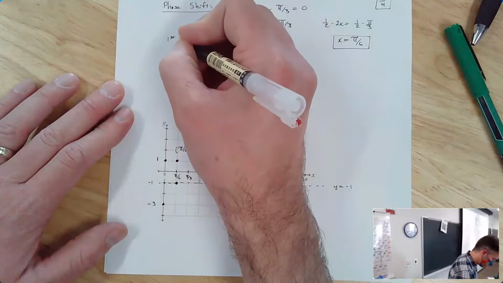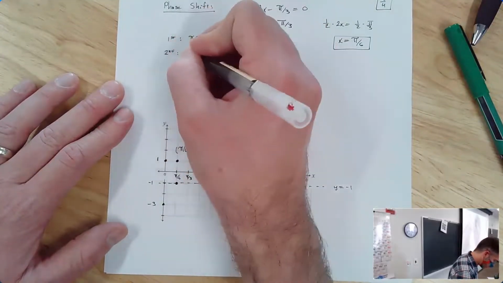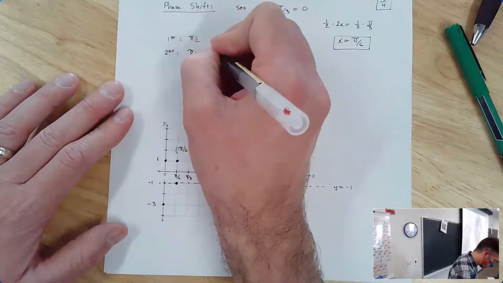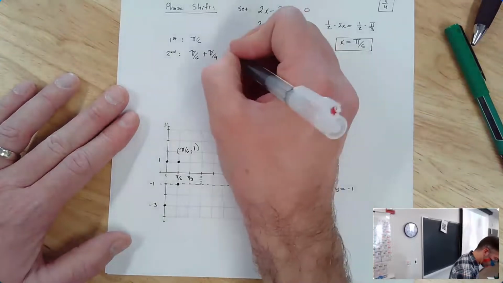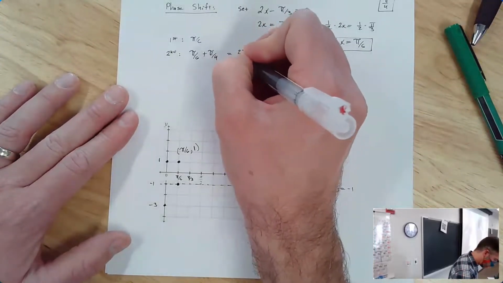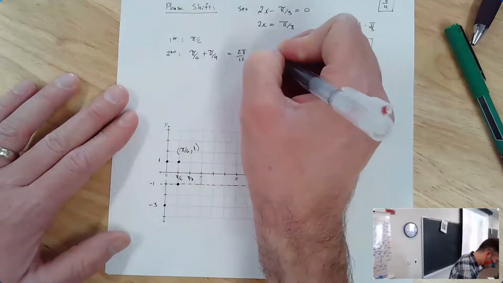Okay, so I want to find my other important points. My first point is pi over 6. My second point is going to be pi over 6 plus pi over 4. I need a common denominator. So that's going to be 2 pi over 12 plus 3 pi over 12, which is 5 pi over 12.